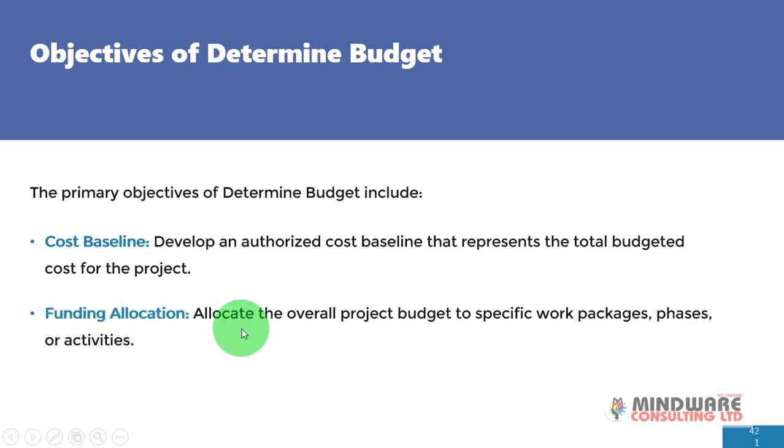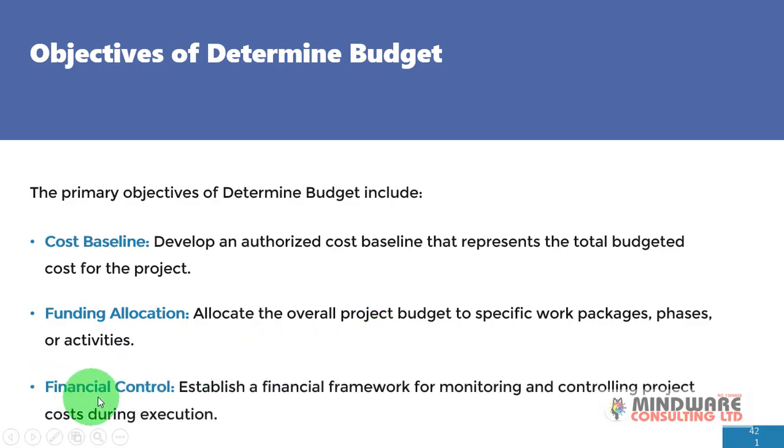Fund allocation. Allocate the overall project budget to specific work packages, phases, or activities. The determine budget process helps us to allocate funds to work packages, to specific activities, phases, or milestones within the project. Also, financial control. This helps to establish a financial framework for monitoring and controlling project costs during the execution.